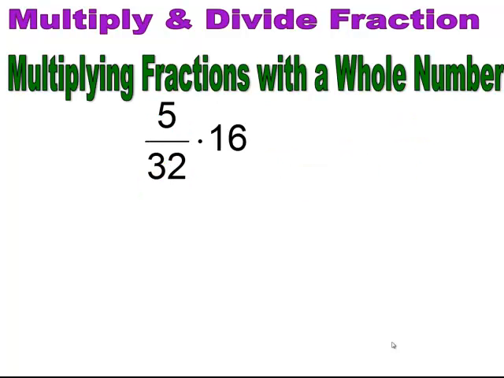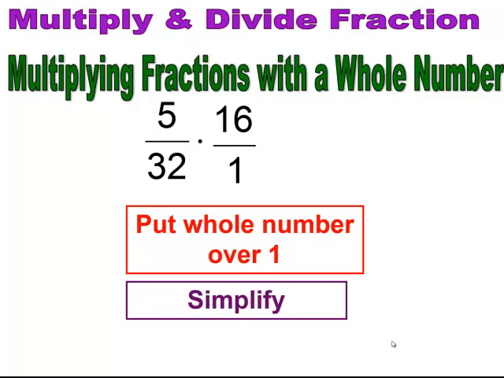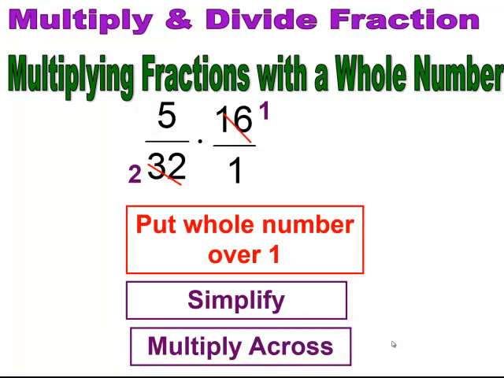So whenever you're working again with a fraction and a whole number, with multiplication, you always want to make sure you put that whole number over 1. It makes it easier to do the multiplication and to know if it's in the numerator or the denominator. So put whole numbers over 1. Once it's over 1, then you simplify and multiply across. So in this case, 16 goes into 16 once, 16 goes into 32 twice, I multiply across, and my answer here would equal 5 over 2.